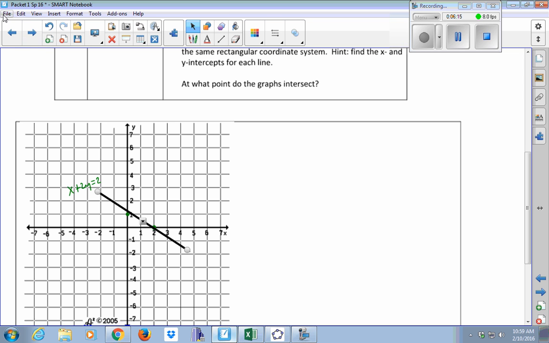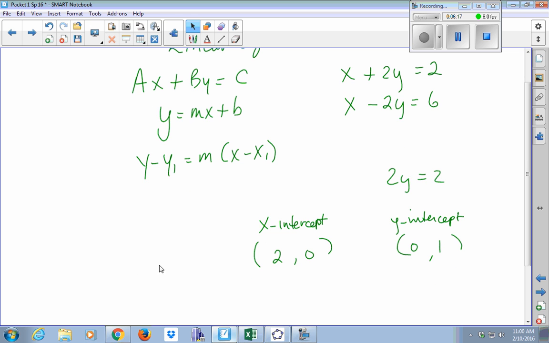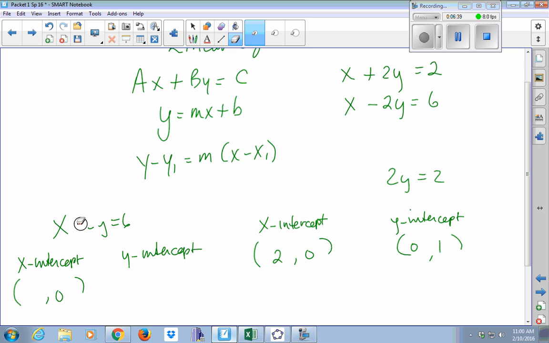All right. Then we have the second line, x minus 2y equals 6. Again, that's in your general form. The easiest way to graph it is find your x-intercept and your y-intercept, just like we did a minute ago. So my x-intercept is when y is 0. So when I put a 0 in for y, this whole term goes away to nothing, and x is 6.